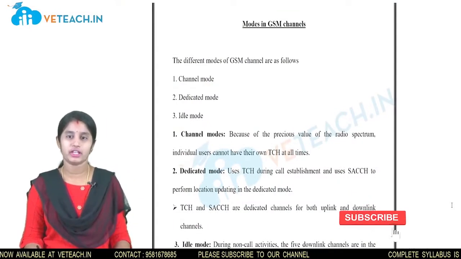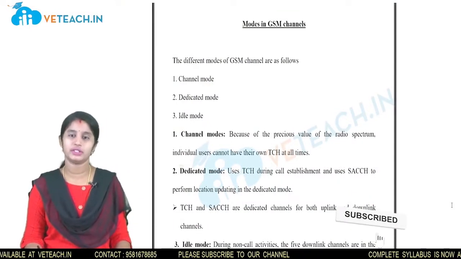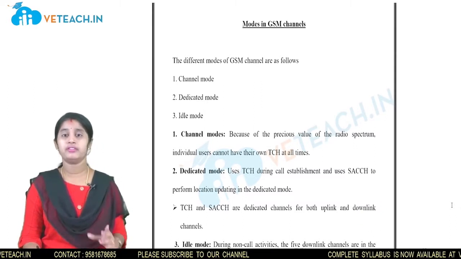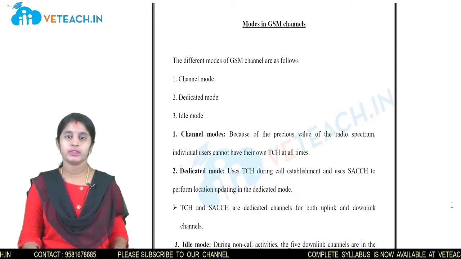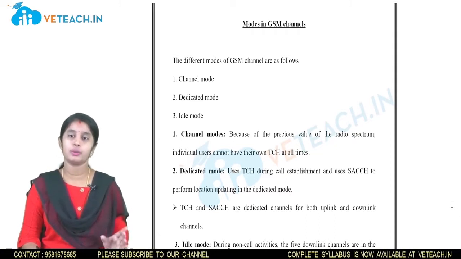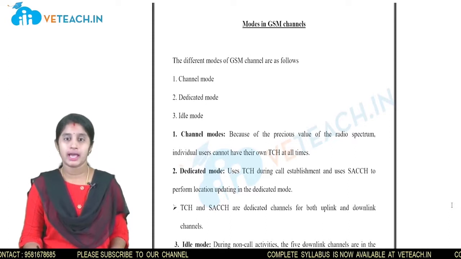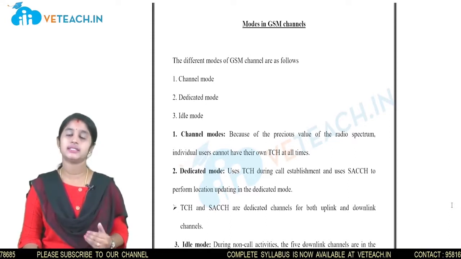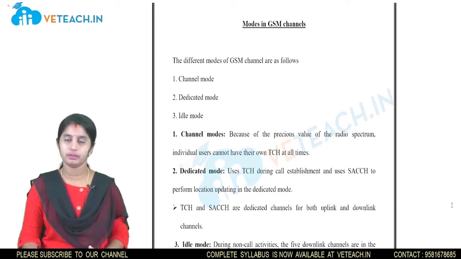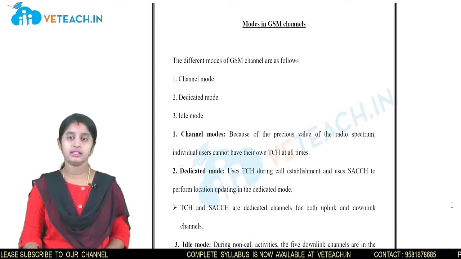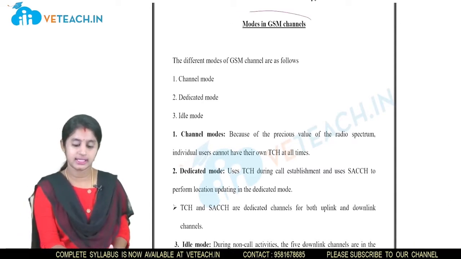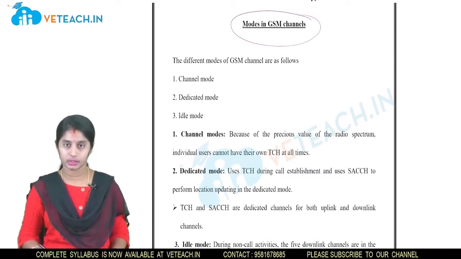Today in this session we are going to discuss the rest of the topics in Unit 6 in the subject of cellular mobile communications. In previous sessions we have discussed the architecture of GSM, that means Global System for Mobile Communication, what channels we have and how the channels are allocated, and we defined the GSM channel structure in earlier sessions. In this session we are going to discuss the modes of GSM channel. This is the main topic we are going to discuss now.